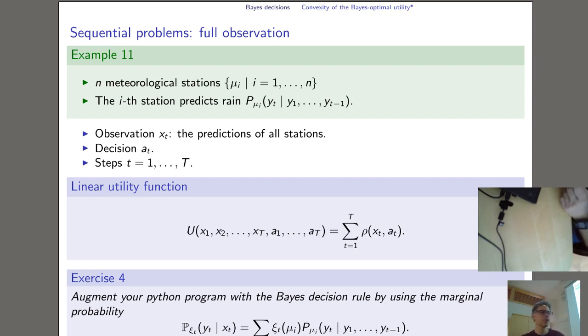So I think this is a good point to introduce what is called the meteorologist problem. We already talked a little bit about meteorology, in the sense that we had a problem where you wanted to predict the posterior probability of rain, right? And we also had a small Python program with rain or dry predictions, and you could calculate posterior probabilities for each one of these weather stations.